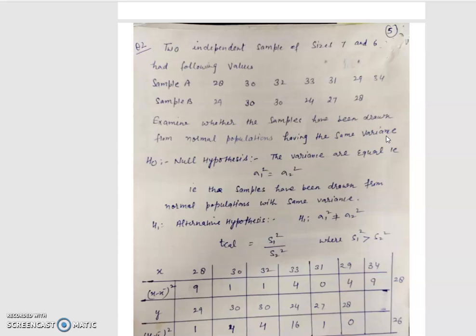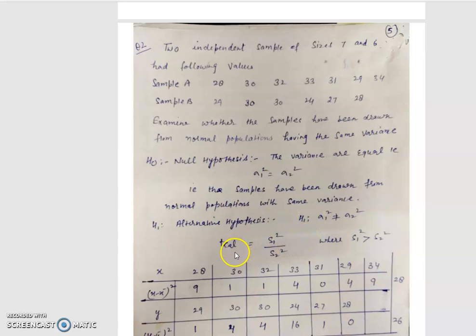There is no need to verify with a t-test that the sample mean and population mean are equal, because the numerical is only saying having the same variance, and that's why you have to apply only the F test here. No need to verify your data by t-test. Therefore, the null hypothesis says variances are equal, that is, the samples have been drawn from the normal population with the same variance. And the alternative hypothesis is the complement of the null hypothesis.